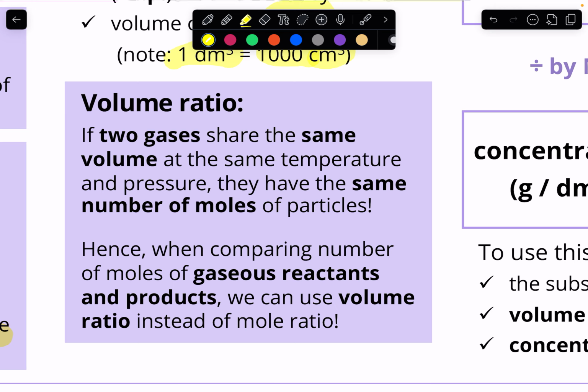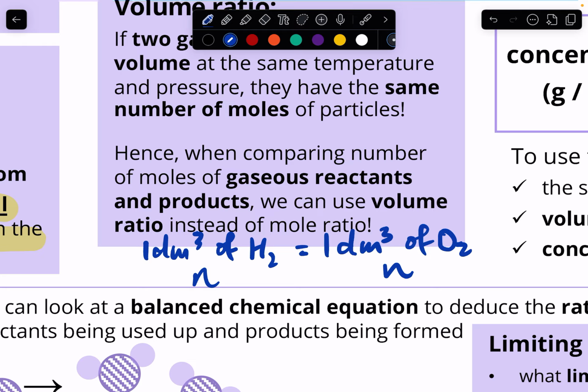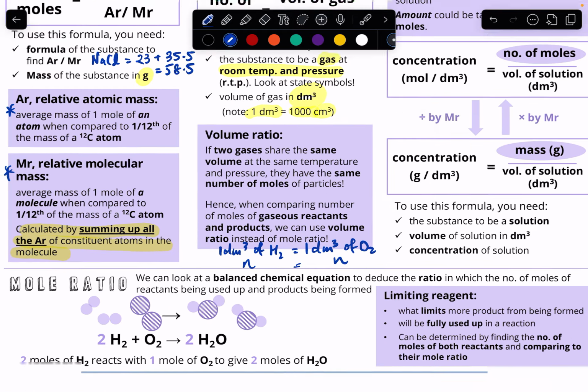So there's also this thing known as the volume ratio. If 2 gases share the same volume at the same temperature and pressure, they actually have the same number of moles of particles. So this was a simulation that was shown to you before. Hence, when comparing the number of moles of gaseous reactants and products, we can use volume ratio instead of mole ratio. What do I mean? If I have 1 dm3 of H2 gas, I can say that it has the same number of moles. Let's call it N. It will be the same as 1 dm3 of oxygen gas. They'll both have N number of moles.